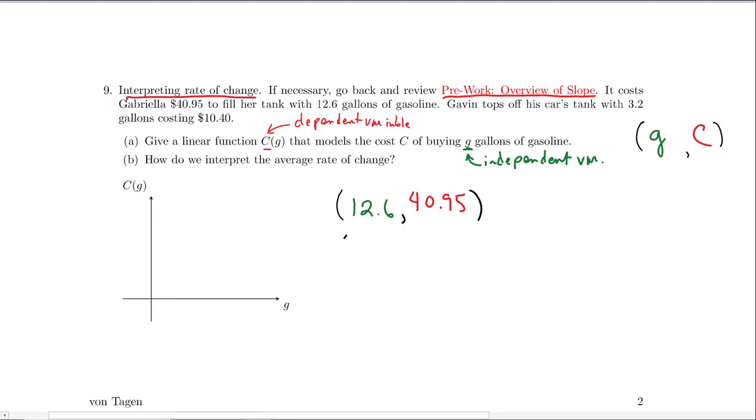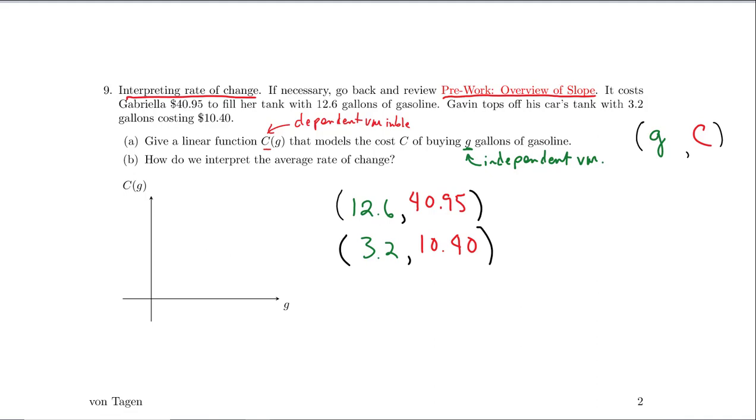If we were to construct a similar ordered pair for Gavin, Gavin put 3.2 gallons of gas into his tank, and it cost him $10.40. We're assuming here, I guess I didn't say this, that this is being purchased from the same pump on the same day. The price isn't changing in the middle of this scenario.